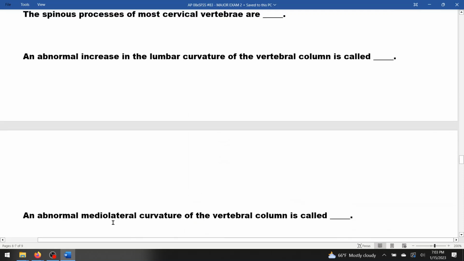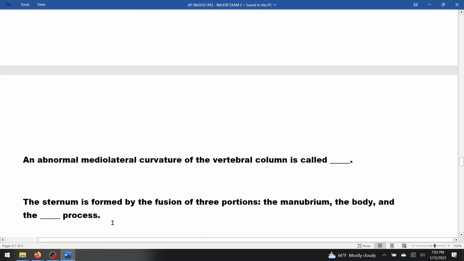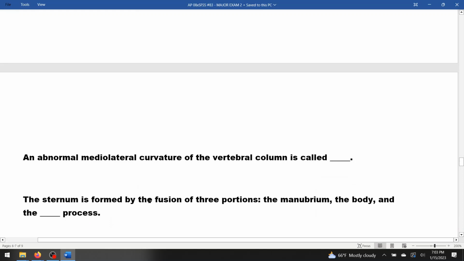An abnormal mediolateral curvature of the vertebral column is called scoliosis. The sternum is formed by the fusion of 3 portions: the manubrium, the body, and the blank process, which is the tip, called the xiphoid. Some people say xiphoid process.